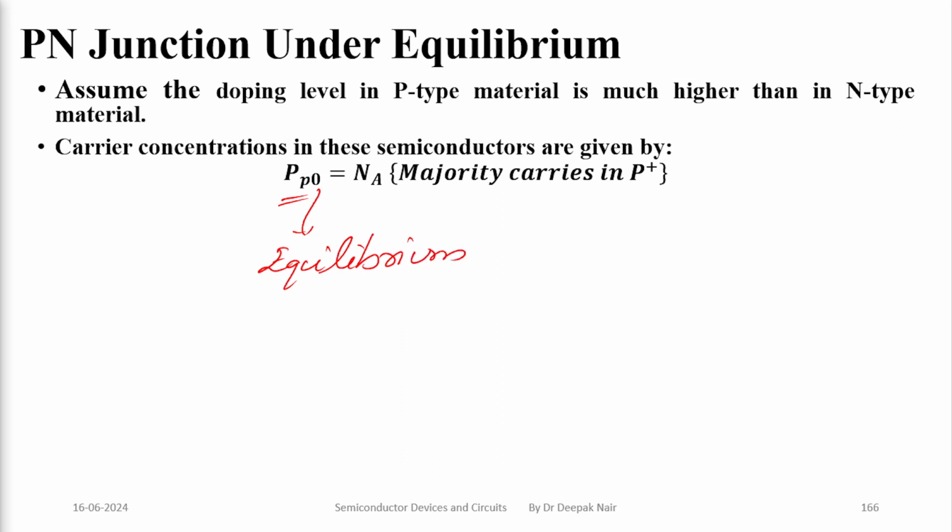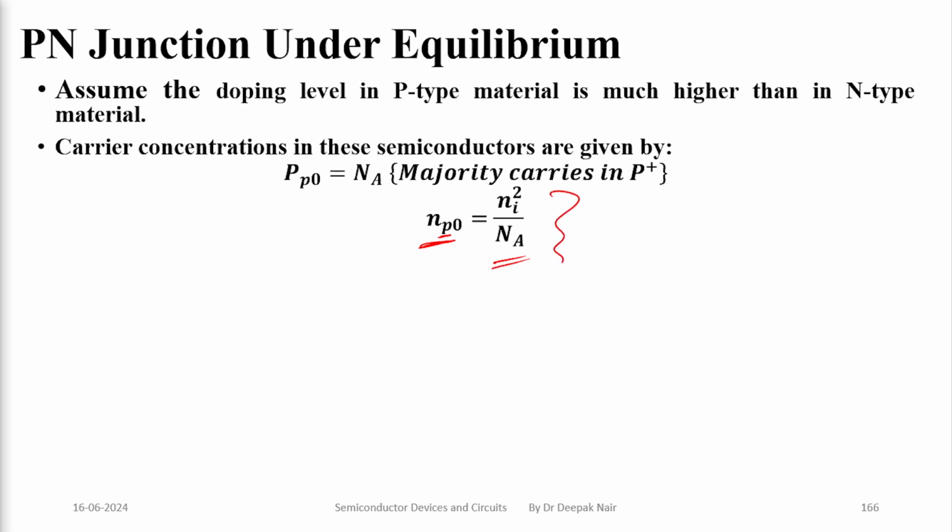So PP naught is equal to Na, the number of acceptor atoms in the semiconductor, and PP naught is nothing but the majority carriers in P plus semiconductor. Why are we putting a plus here? Because it shows that the P type semiconductor is very highly doped. Similarly, NP naught, the minority carriers in the P type semiconductor, or electrons in P type semiconductor, is given by Ni square upon Na. This is derived from the mass action law.